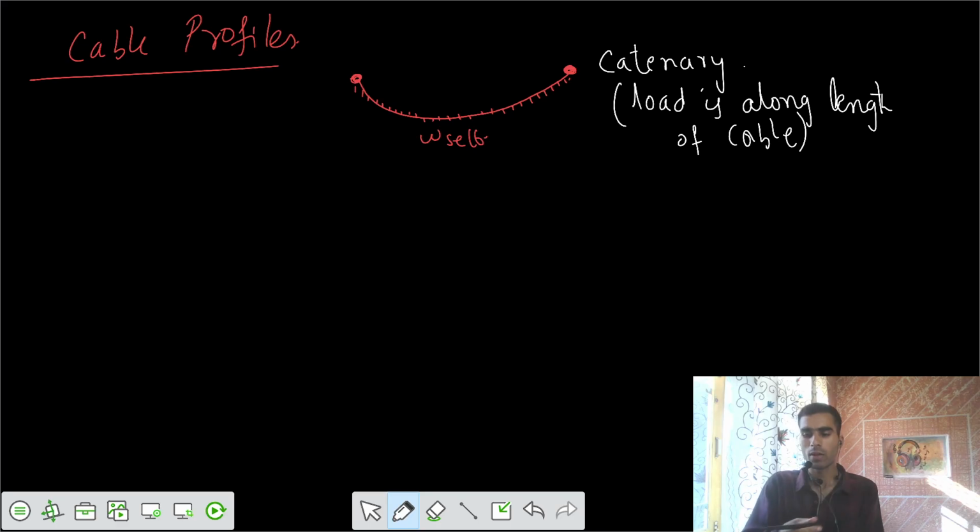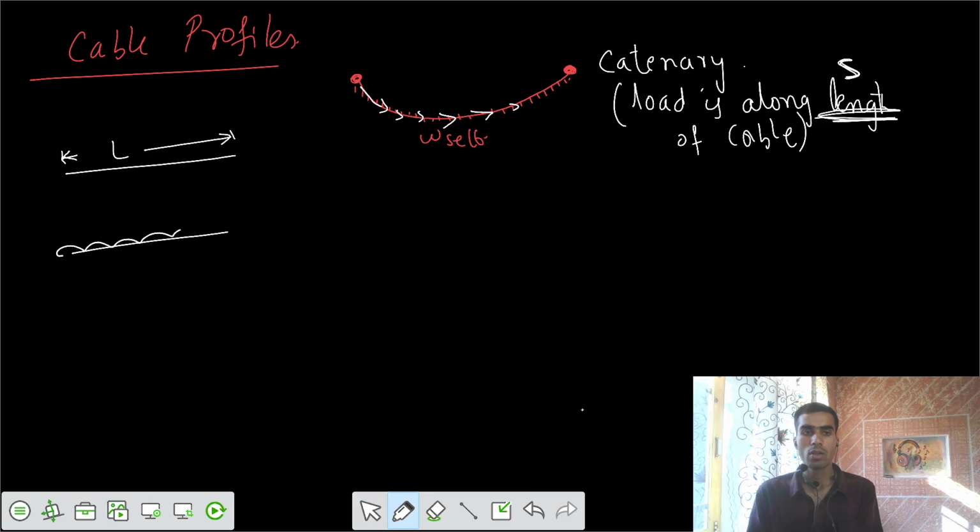So the profile formed would be a catenary, and this is not the horizontal length. This is the length of the cable. This length we represent as S, and the horizontal length we represent as L. Now second, if you apply load in the horizontal only, the profile developed would be, let's assume that there is no self weight.